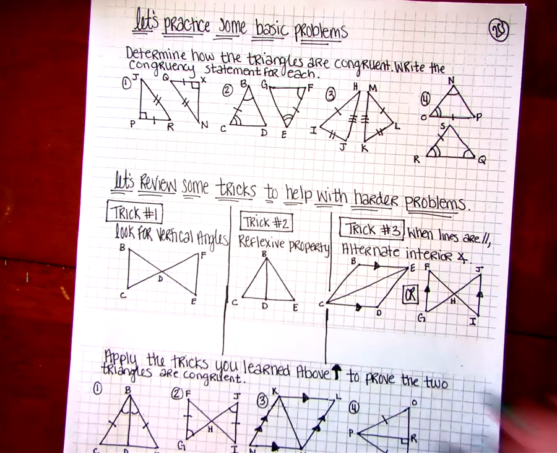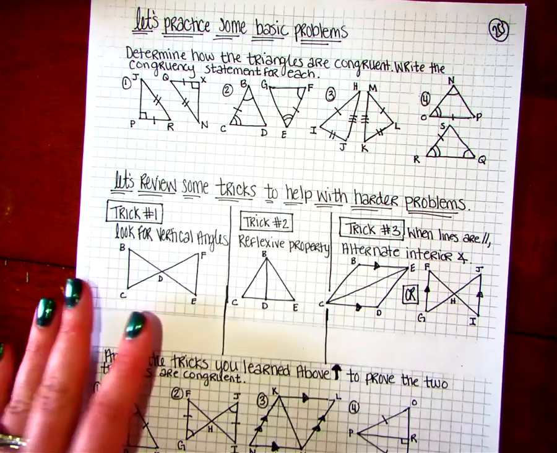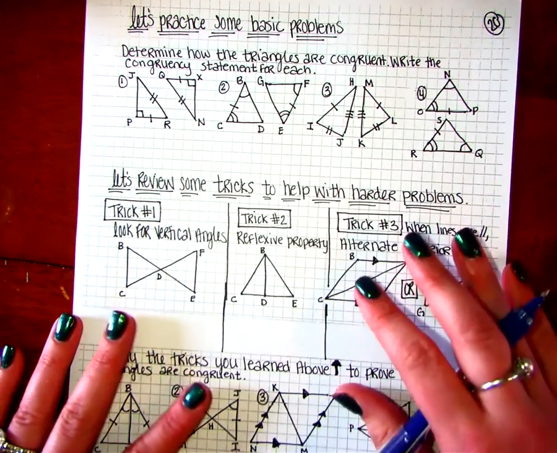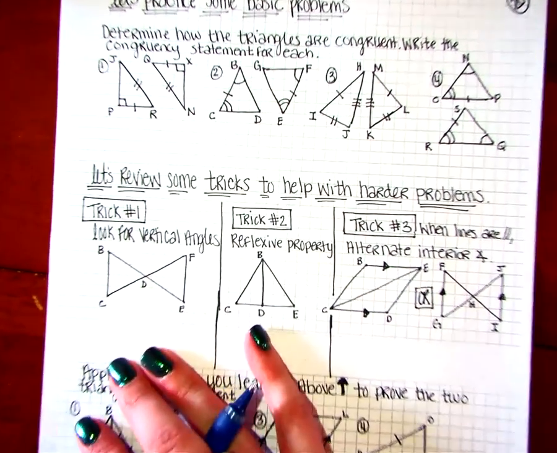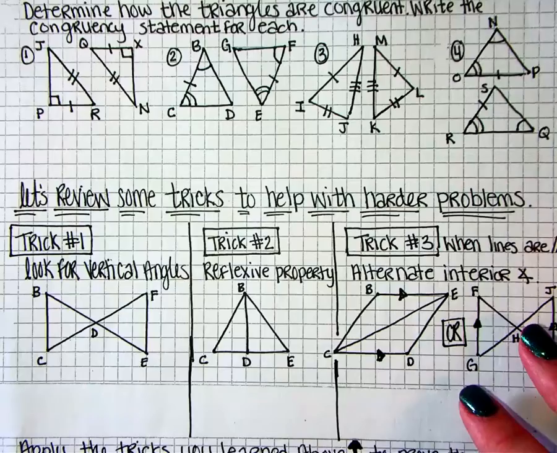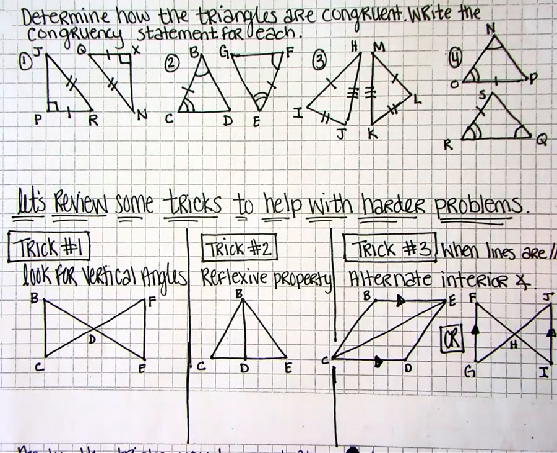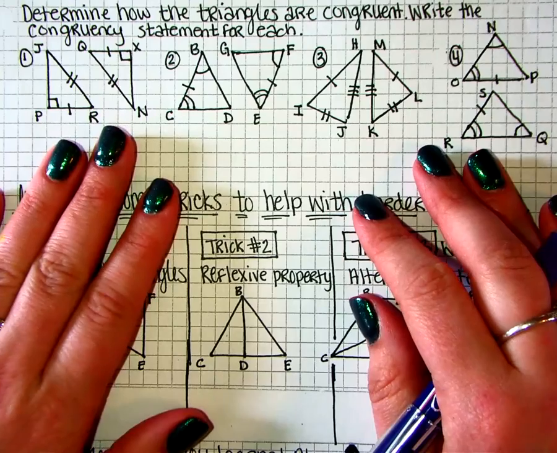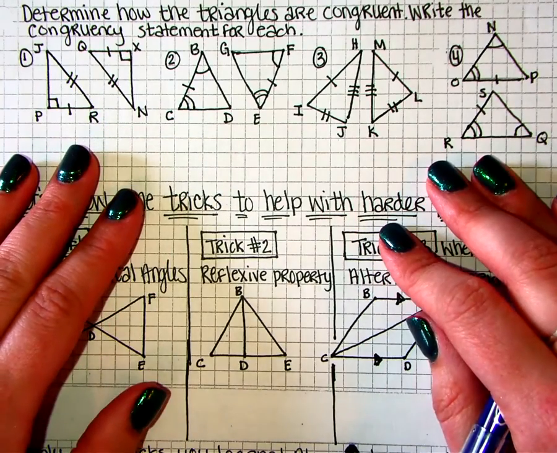All right, let's look at page 20. Let's do some basic problems, and we're going to write a congruency statement for each of these shapes. This is basically what your homework is about for your spring break homework that I gave you, homework number 8. So I will attach that again so you can see it again. So let's determine how the triangles are congruent, write the congruency statement for each.